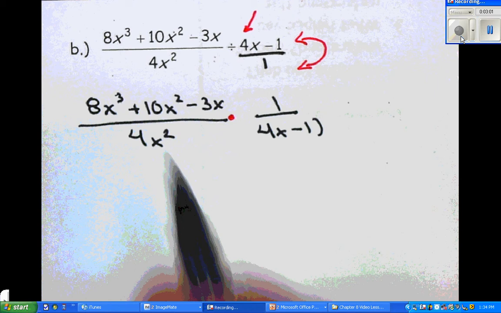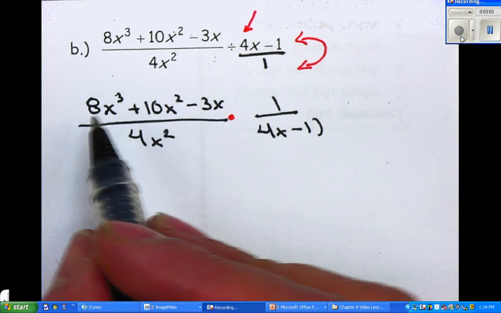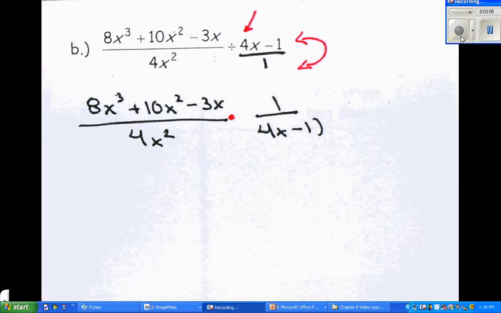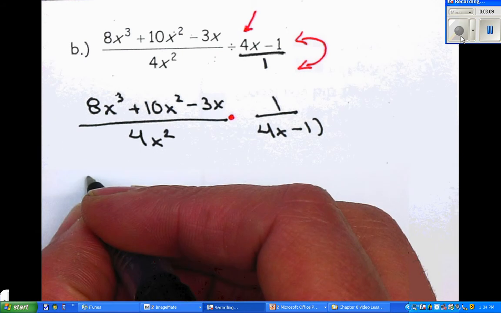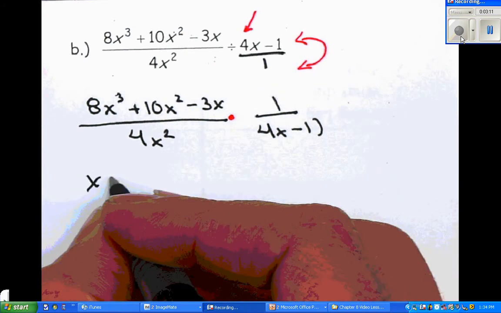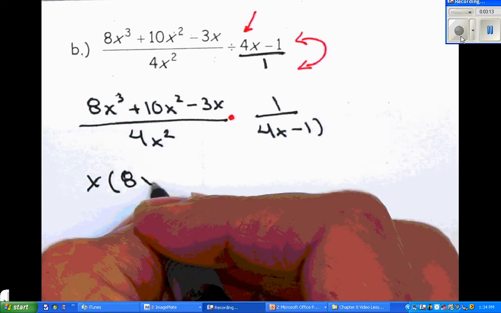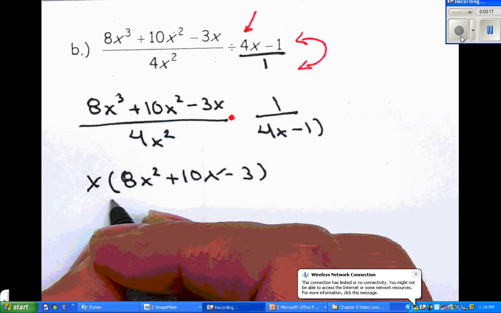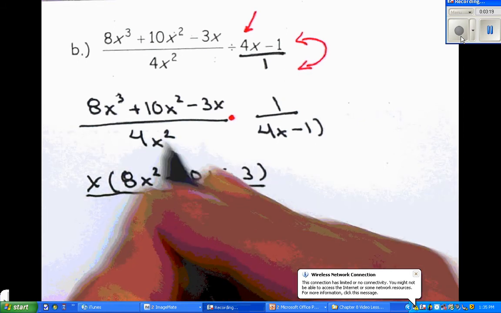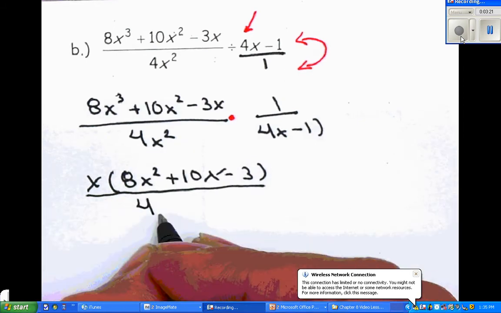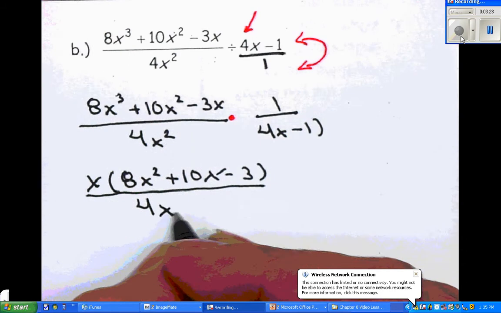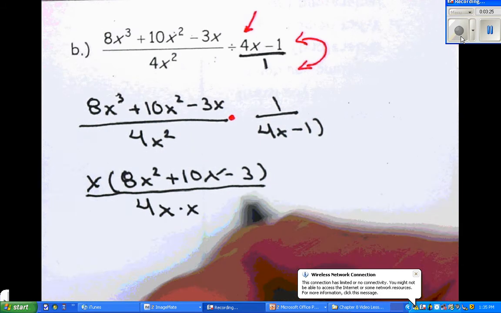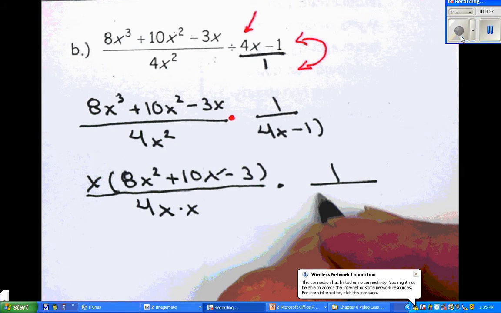Now I want to be able to factor the top. Is there a number that divides 8, 10, and 3? No. But if you notice, all of them have an x. So I'm going to factor out an x. Open your parentheses. We're going to have 8x squared plus 10x minus 3 left over. Denominator, 4x squared is the same thing as 4, and in this case, I'm just going to write it down as x times x, multiplied by 1 over 4x minus 1.